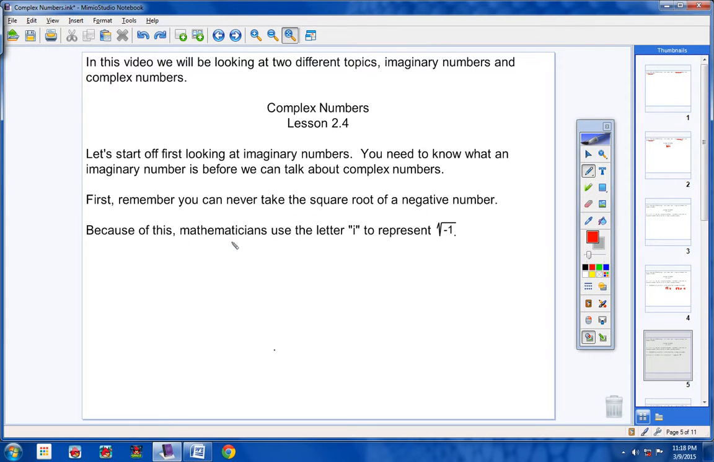Because of this, mathematicians use the letter I to represent the square root of negative 1. Okay? So you might want to write that down. The main thing I want to show you is this. If you have the square root of negative 16, you can rewrite that like this: the square root of 16 times negative 1, correct? Sure you can. And then we know the square root of 16. Cross it off, put a 4 on the outside, and you're left with 4 square root of negative 1.